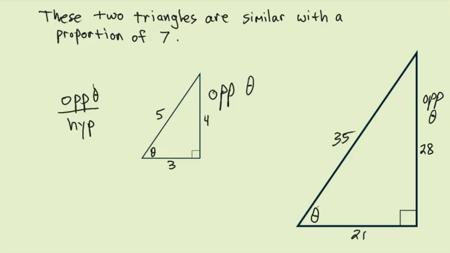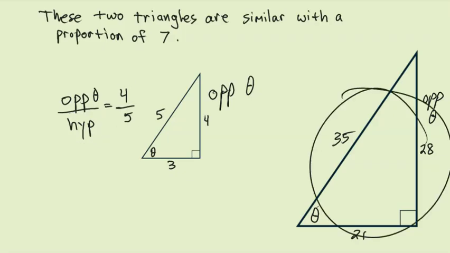Well, here opposite of theta is 4. And so that fraction would be 4 in the numerator, and the denominator is going to be the hypotenuse. And here the hypotenuse is 5. So that fraction would be 4 over 5. So if I said that I wanted a fraction that's relative to theta, and it's opposite of theta divided by hypotenuse, it would be 4 over 5.